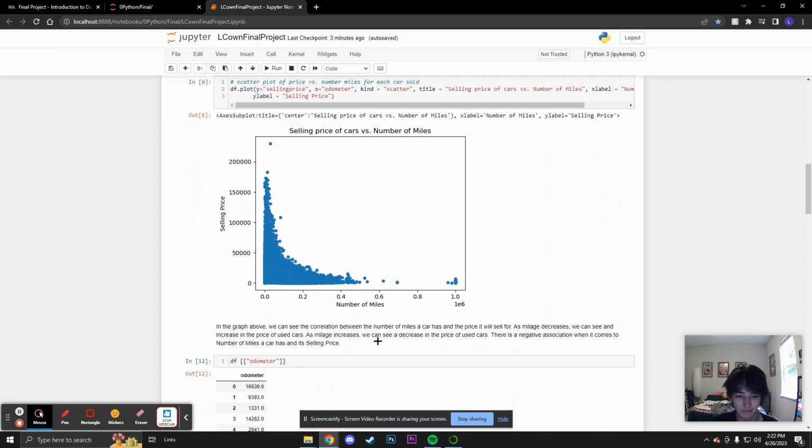In the graph above, we can see a correlation between the number of miles a car has and the price it will sell for. As mileage decreases, we can see the increase in price of used cars, and as mileage increases, we see a decrease in the price of used cars. So there's a negative association between the number of miles a car has and its selling price. And you can see that pretty clearly in the graph here.